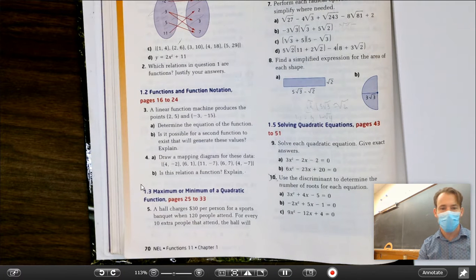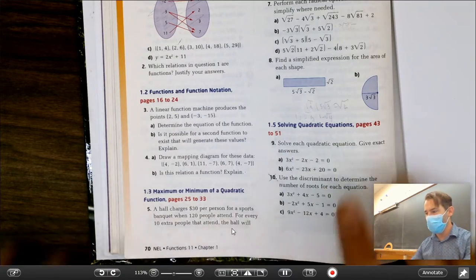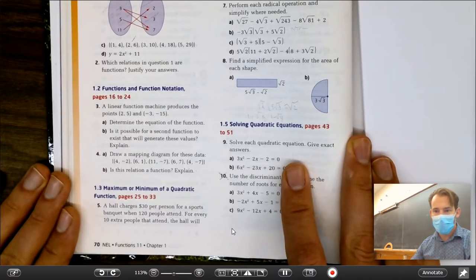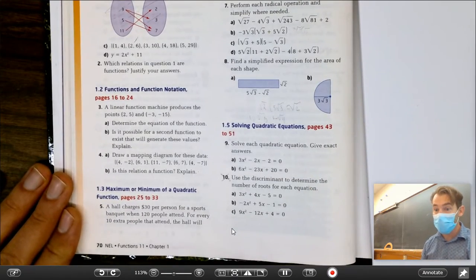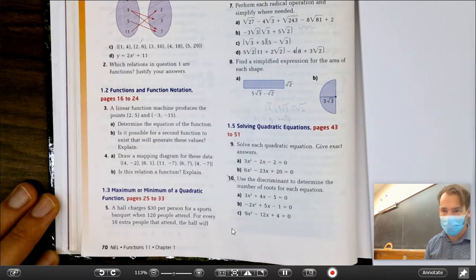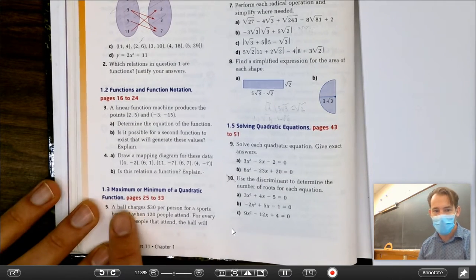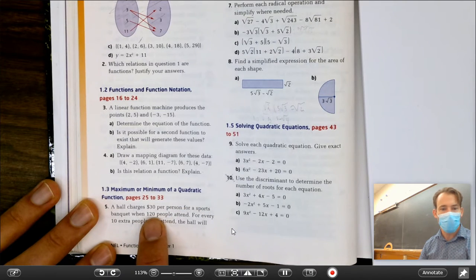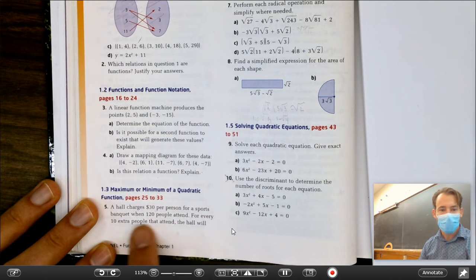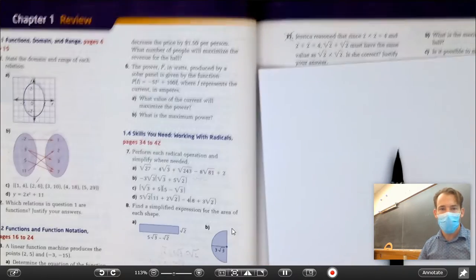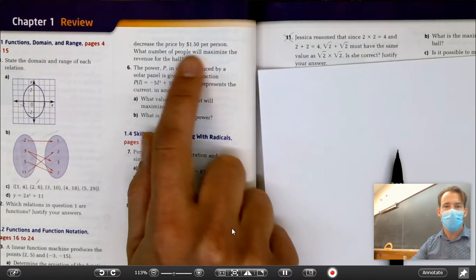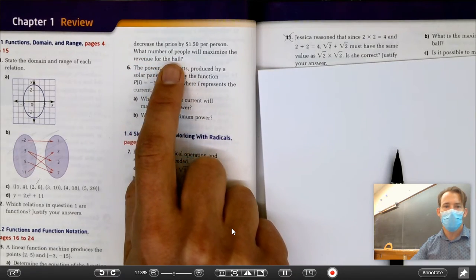At this point, we are going to move on to 1.3, maximum or minimum of a quadratic function. This is a great question here, number 5, and it sort of spans the page, so I'll read it for you. Because it's going to involve completing the square, but first we need to create a quadratic equation that's going to represent this situation. So a hall charges $30 per person for a sports banquet when 120 people attend. For every 10 extra people that attend, the hall will decrease the price by $1.50 per person. So what number of people will maximize the revenue for the hall?